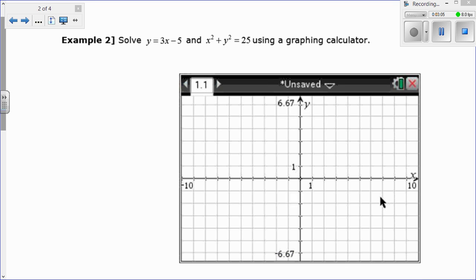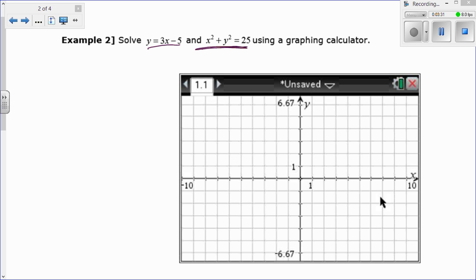Solve y equals 3x minus 5 and x squared plus y squared equals 25 using a graphing calculator. Obviously I can't go through the steps on the graphing calculator, because the only graphing calculator I have on my computer is an Inspire, which is not the same steps as for an 84. So you can type this into Y1 on your own. You don't need my help.